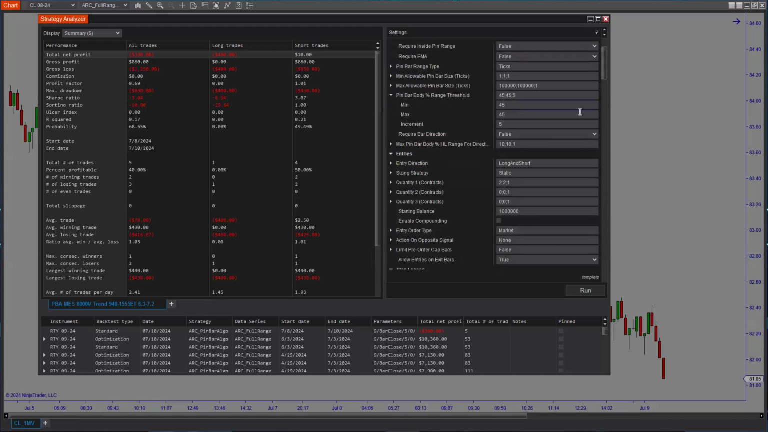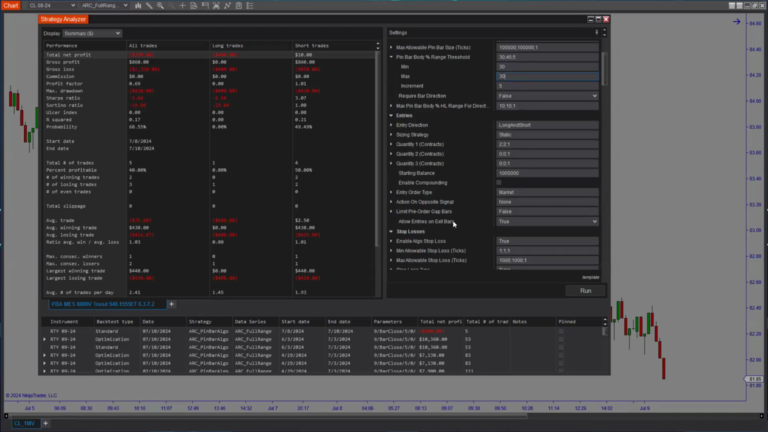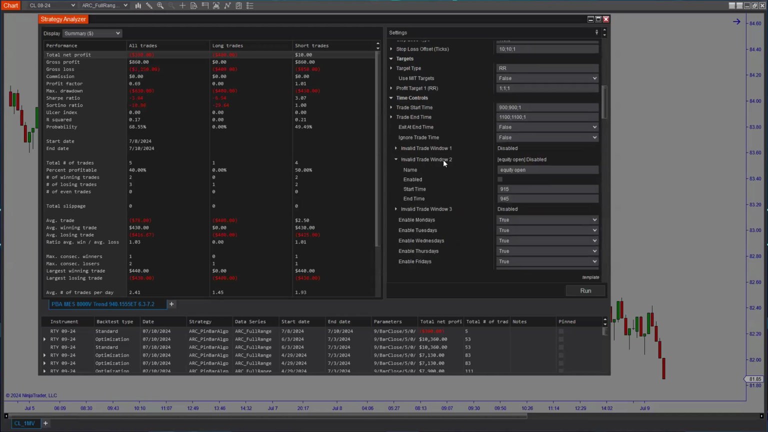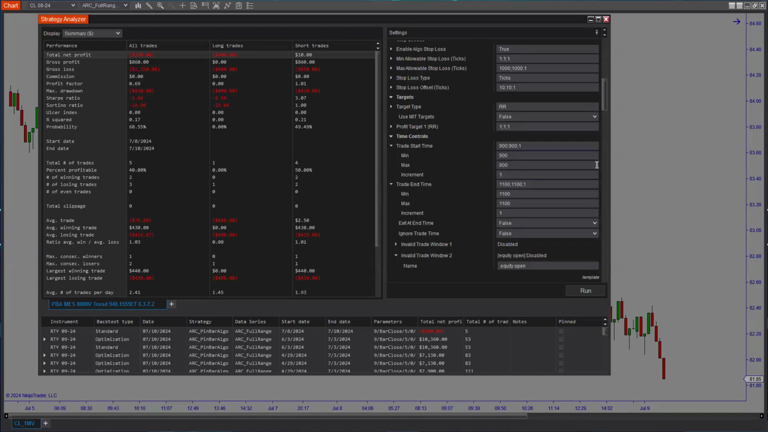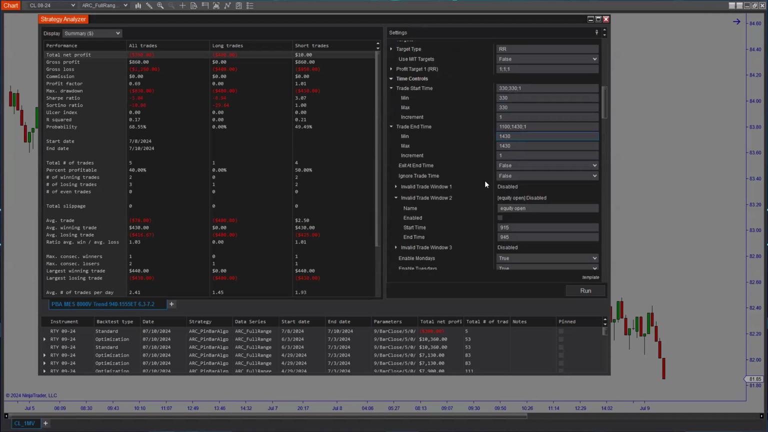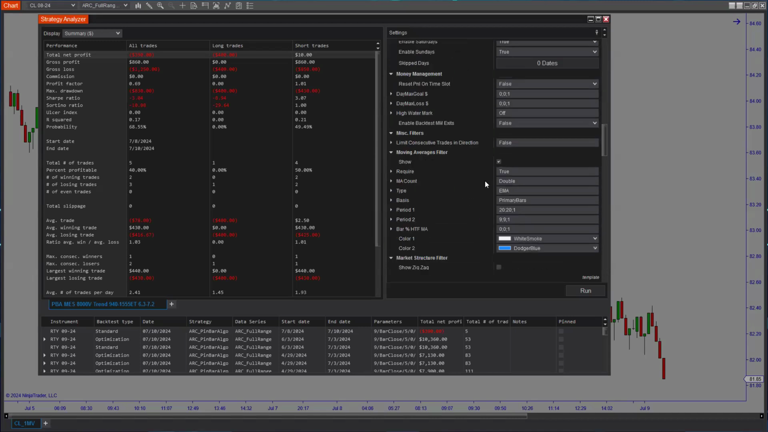Pin bar body, I'm going to keep it at 30, which has kind of been the sweet spot. And then we can optimize for that. Obviously, we're going to expand out our times so we can get some trades in here. We'll go 3:30. Let's go to 2:30. Okay, and then leave that.